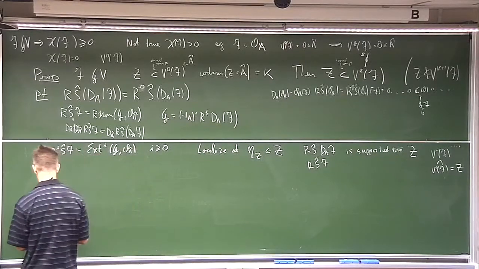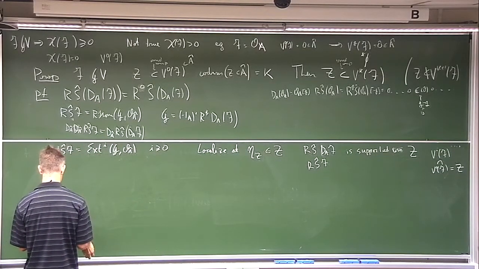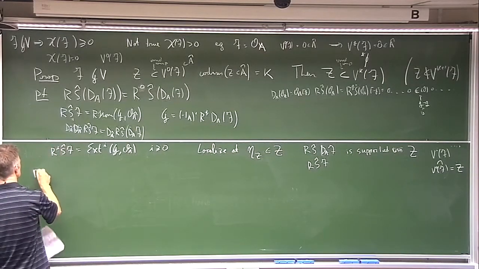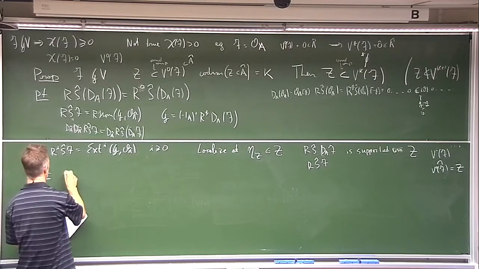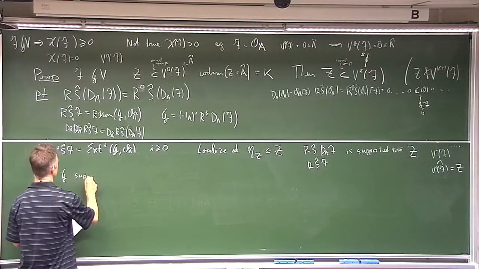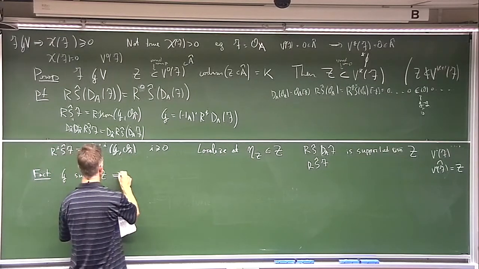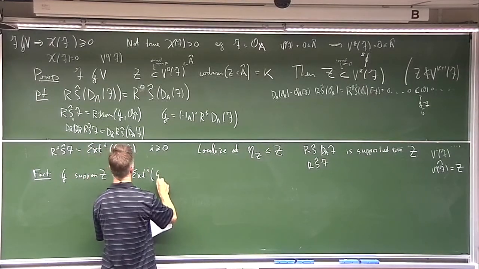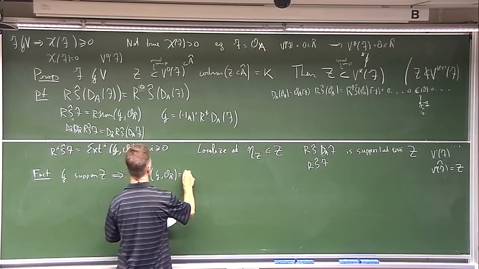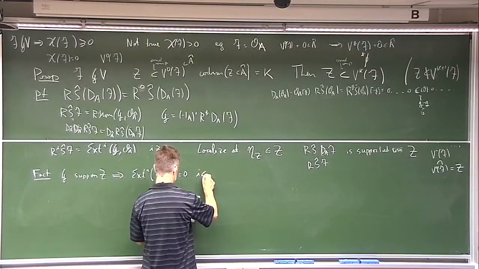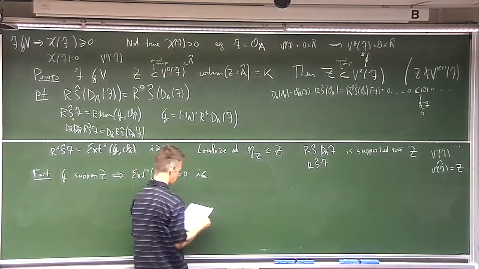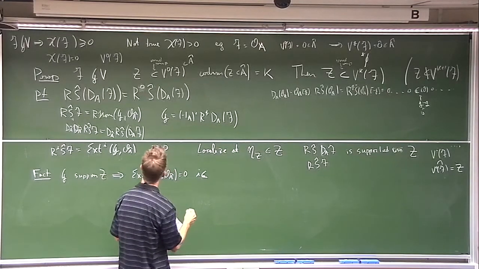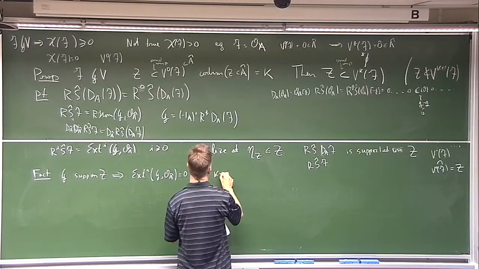Now, okay, I want to use the following fact. G is supported on Z. It tells me that Ext^i of G, OA hat is equal to 0 for every i less than or equal to the codimension of Z, let's say K, which is the codimension of Z.